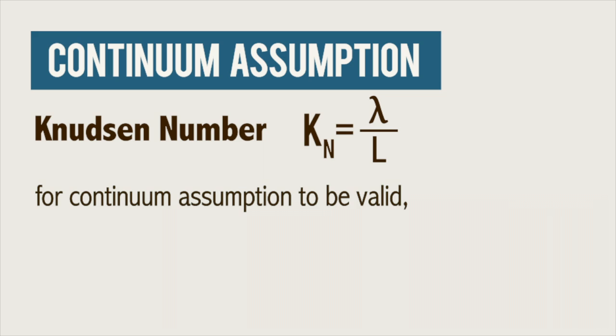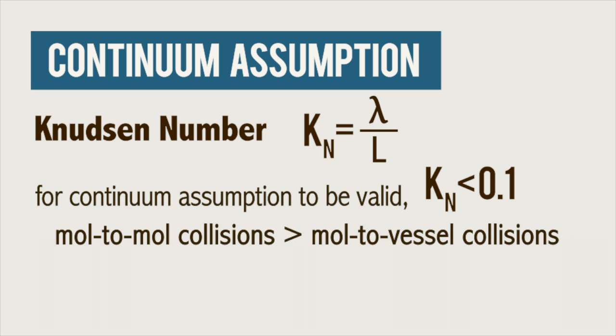Typically, for the continuum assumption to be valid, Kn must be less than 0.1. So to get small values of Kn, the mean free path of the molecules must be significantly shorter than the length scale of the container. This means that there are more molecule-to-molecule collisions than molecule-to-vessel collisions. When this condition holds, the fluid and container can be considered as one continuous body.